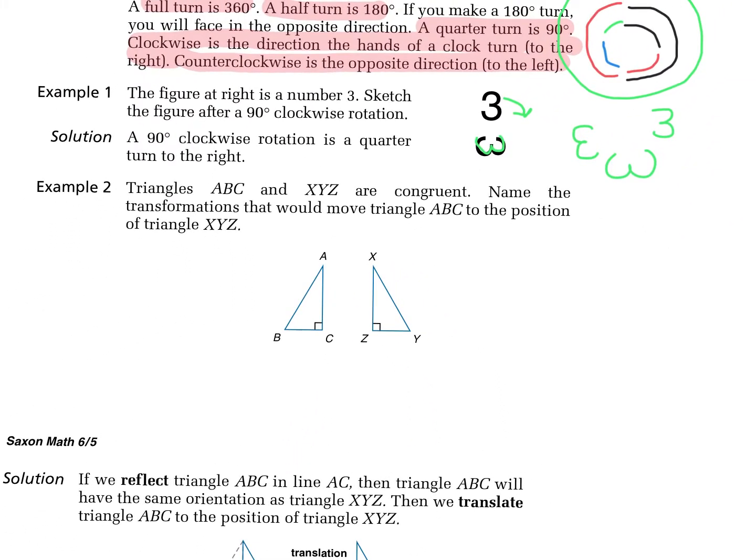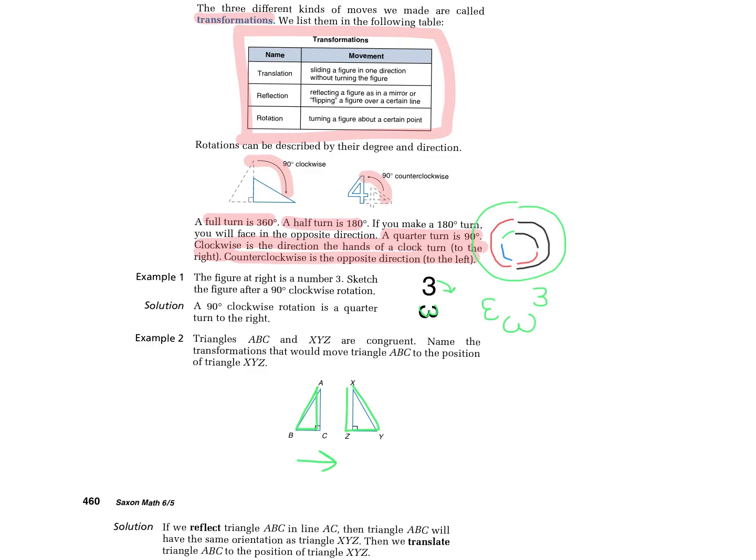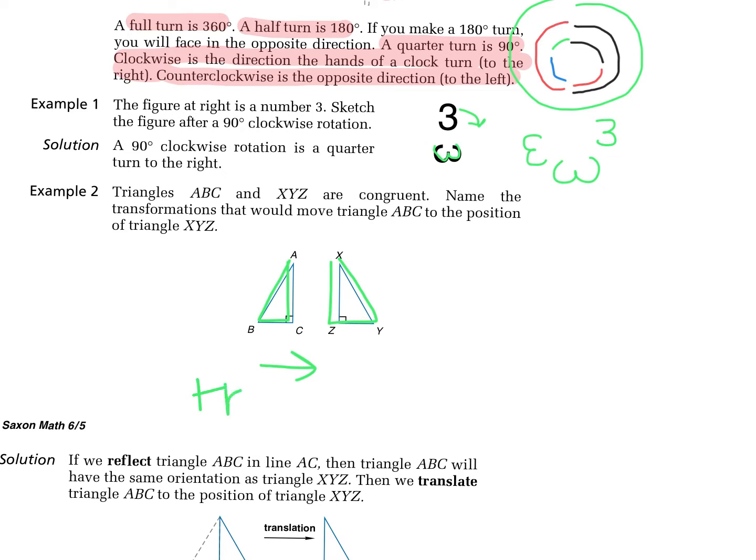So let's look at example 2. Triangles ABC and XYZ are congruent. Name the transformations to move this triangle. Well, first we would need to slide it over. Sliding is the translation, so we need a translation. And then once it gets over there, we would need to turn it over, so we would need to reflect it. Reflect it as we flip it over to the opposite side.